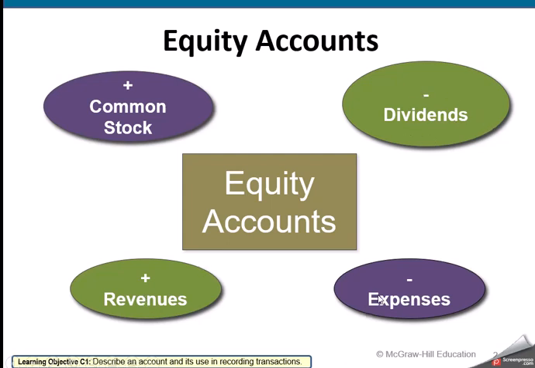And then our revenues less our expenses, that comes into our retained earnings based on our net income. Our net income is revenues less expenses.